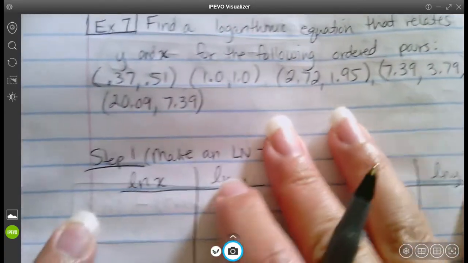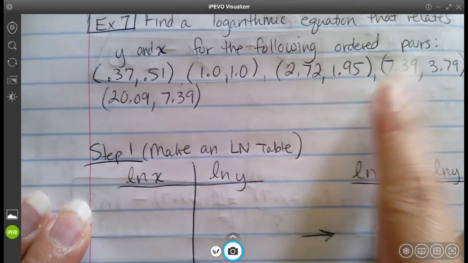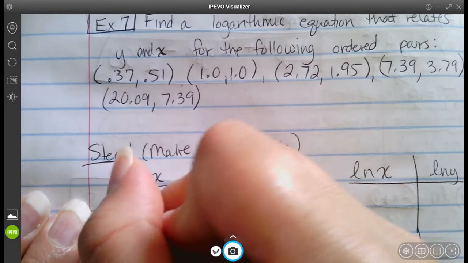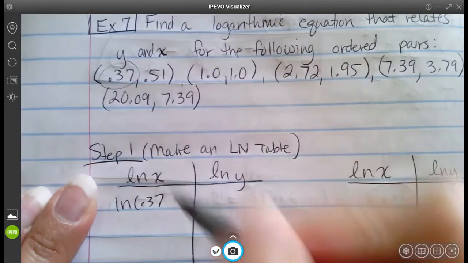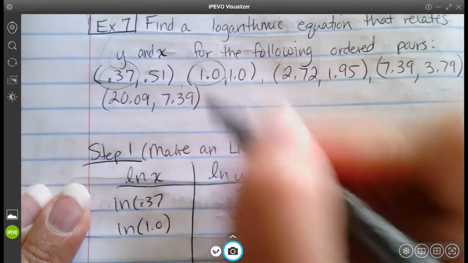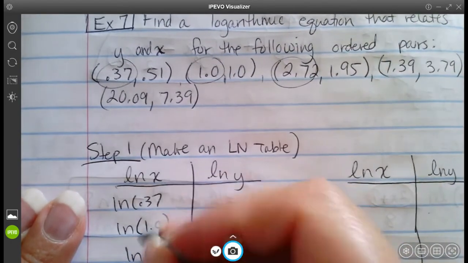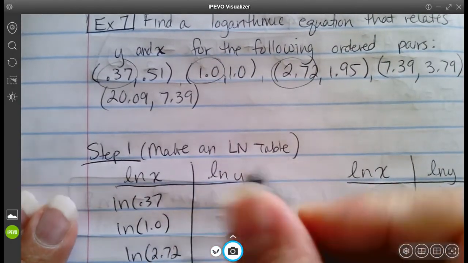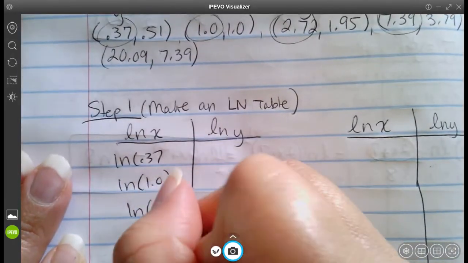I did this in 2 steps so you can see what I'm doing. So my x's are going to be all the x's that I have here. So ln of x would be ln of 0.37. That's this one. ln of 1.0, that's this one, ln of 2.72, ln of 7.39. Hopefully you get the idea by now.